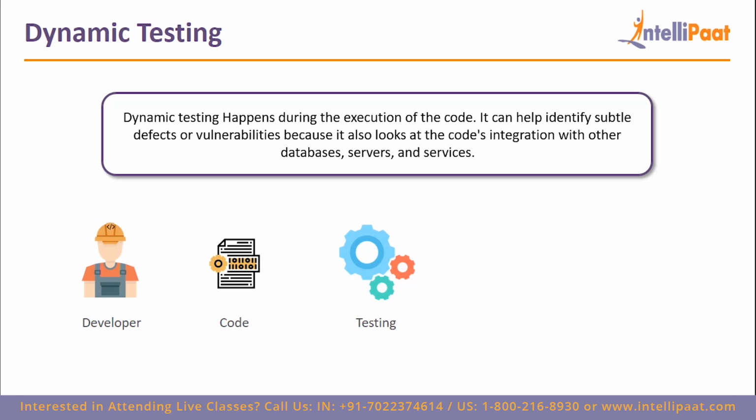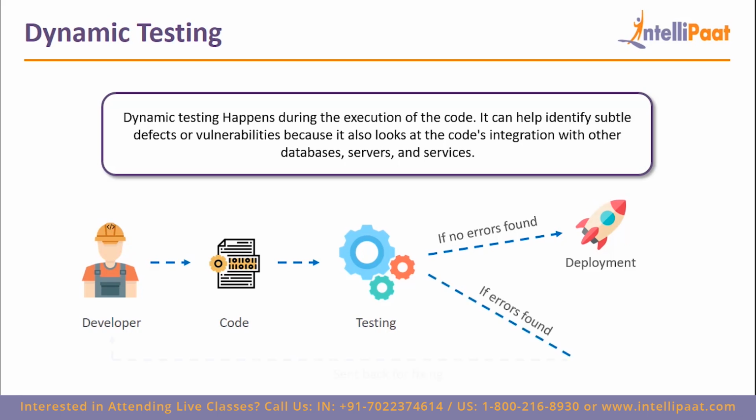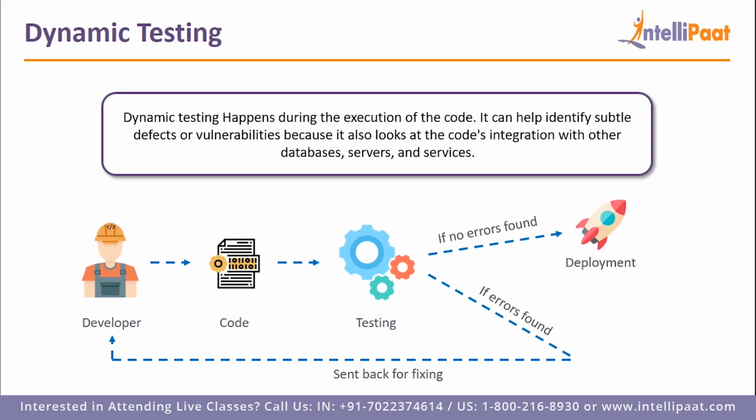What happens is that the developer writes the code, which is then tested, and if there are no errors found, then the code can go for deployment. But if any errors are found in the code, then the code is sent back to the developer for fixing. And this testing only happens during execution. That means it only happens when the code is run, after it's been compiled and executed.